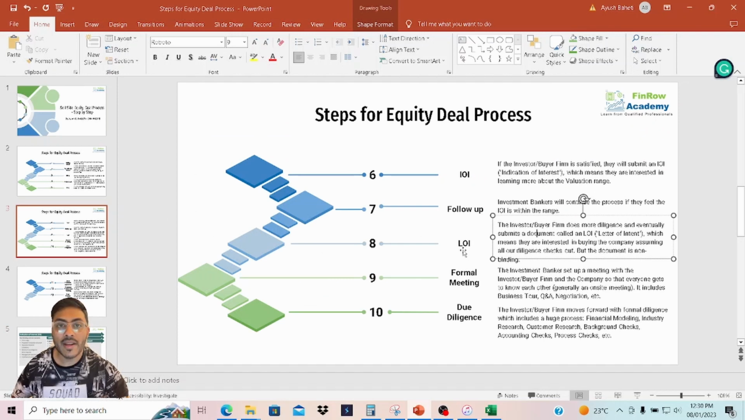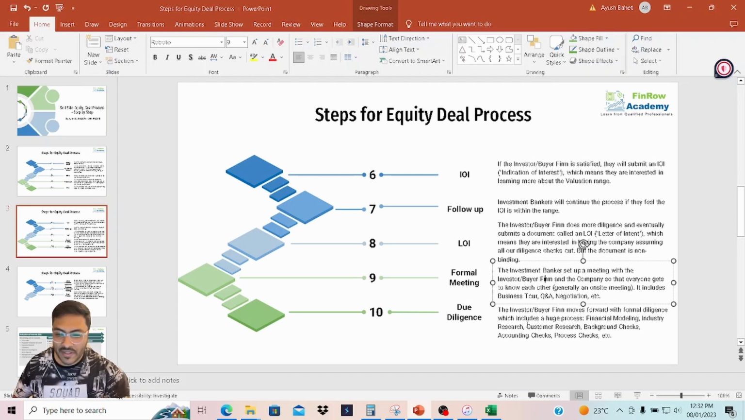Okay, coming back to the LOI, because the buyer is interested and submitted a letter of intent, the investment banker can move to the next step, which is a formal meeting. The investment banker sets up a meeting with the seller where the buyer gets a chance to directly interact with the seller and know the business better, especially by taking a physical tour of the business. So the investment banker sets up a meeting with the investor or buyer firm and the company so that everyone gets to know each other better. Generally it is an on-site meeting. It includes a business tour, question and answer, negotiation, etc.